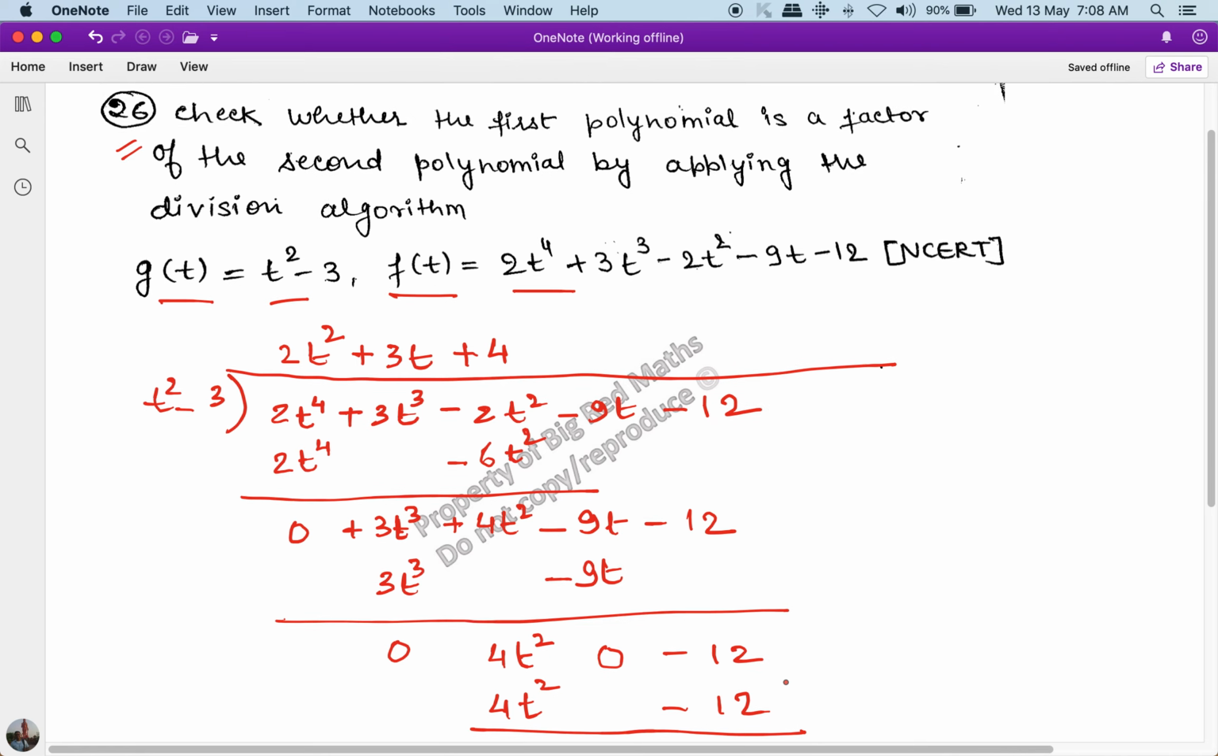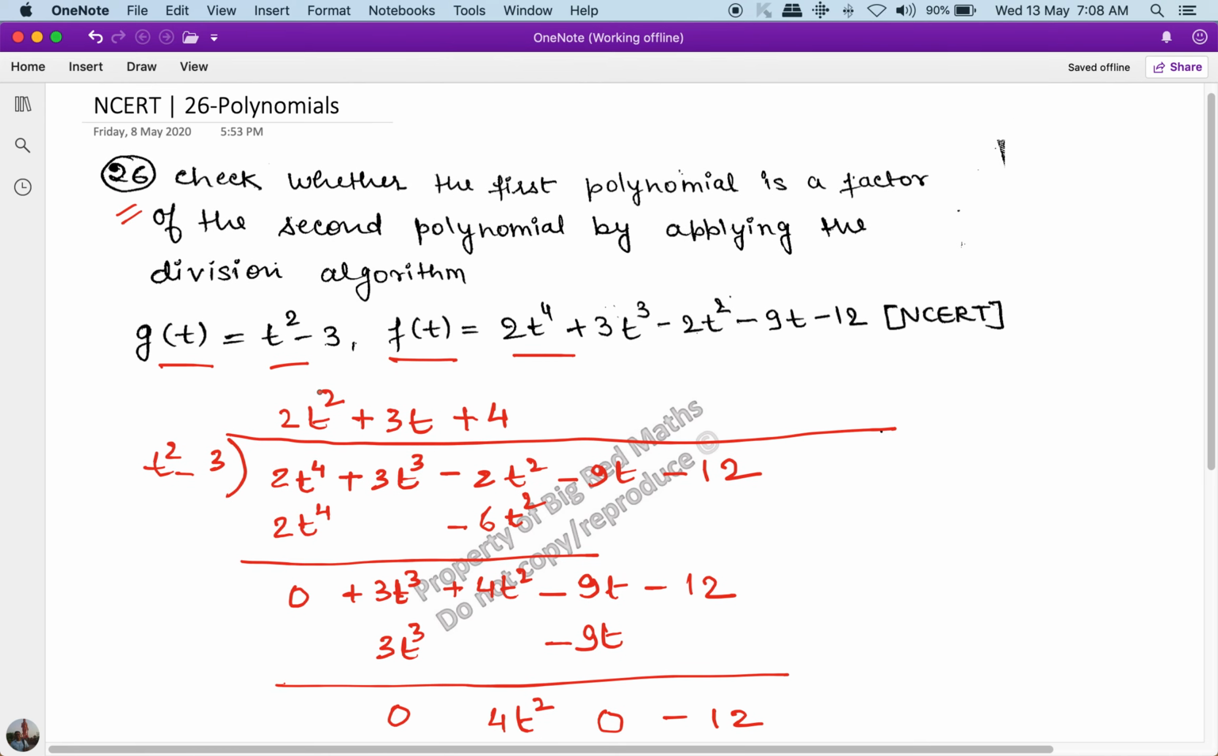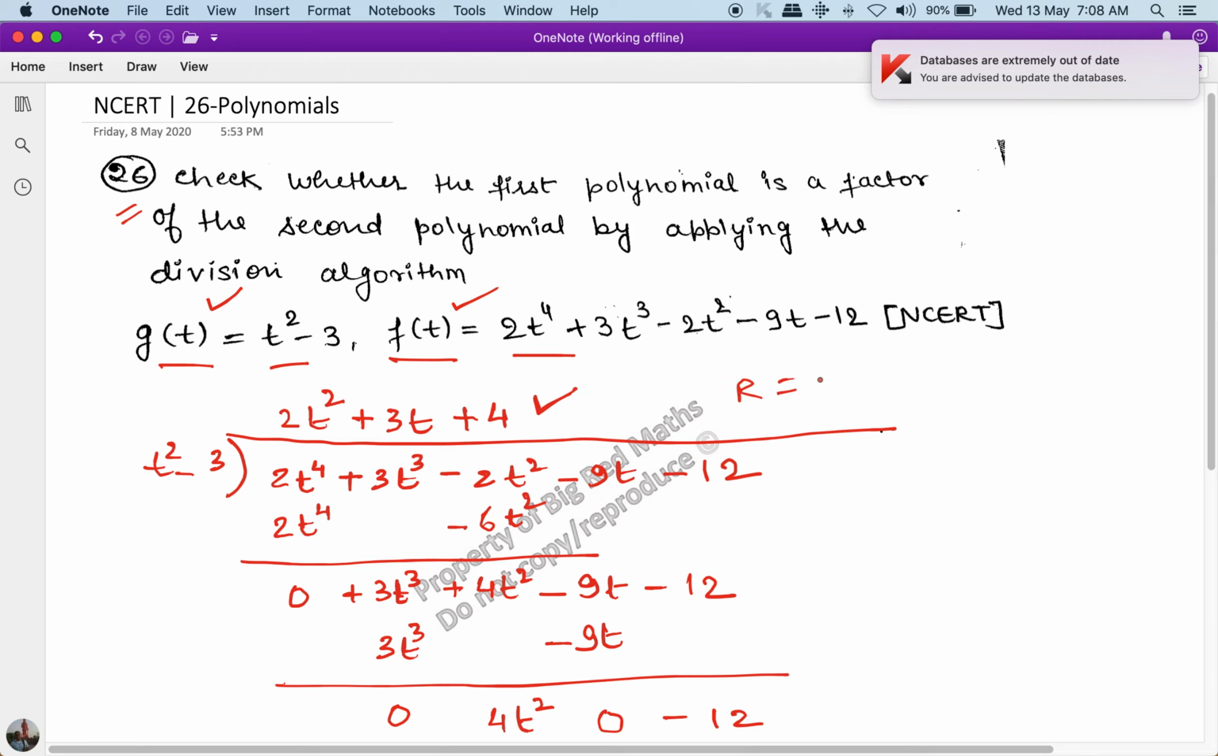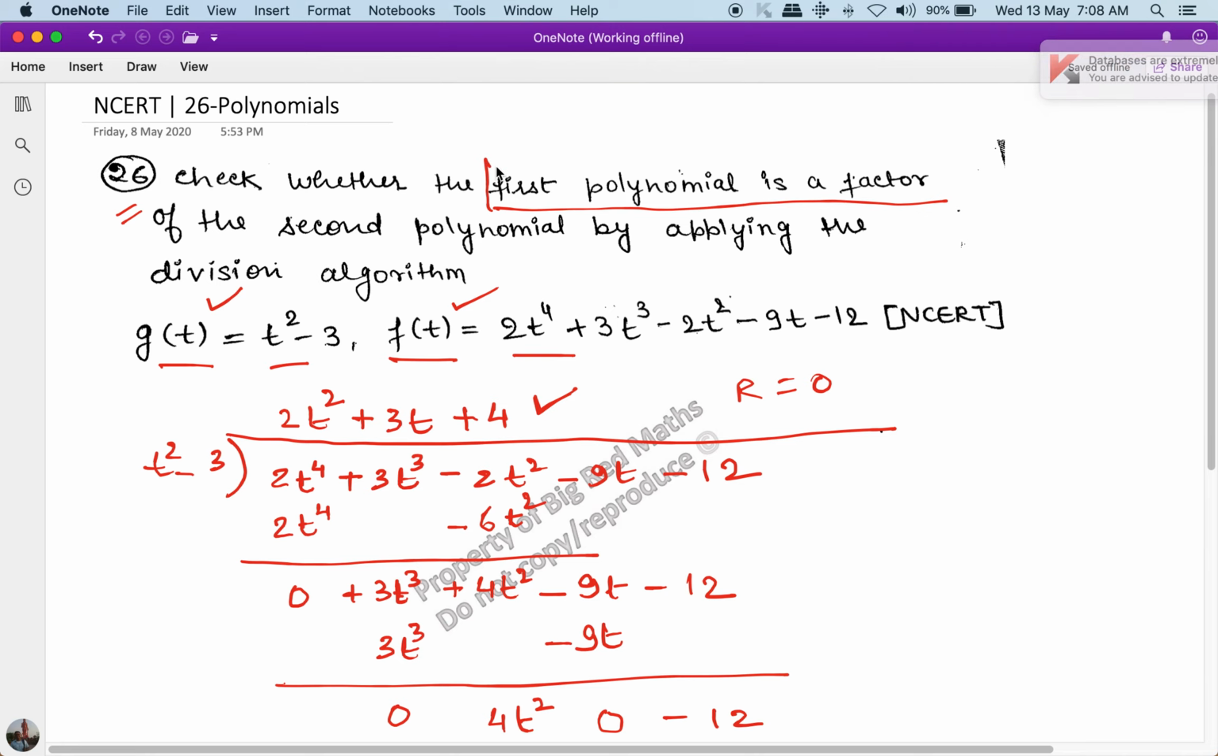So what I find here is that if you divide f(t) by g(t), the answer is this, that this is the quotient, and remainder is equal to 0. And since the remainder is 0, you can conclude that yes, the first polynomial is a factor of the second polynomial. This is the solution to the question.